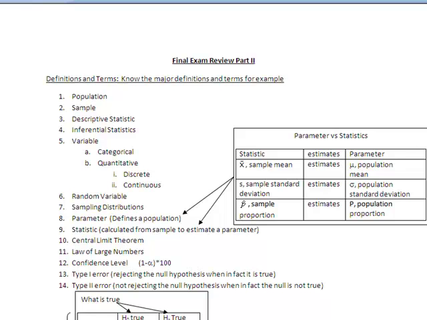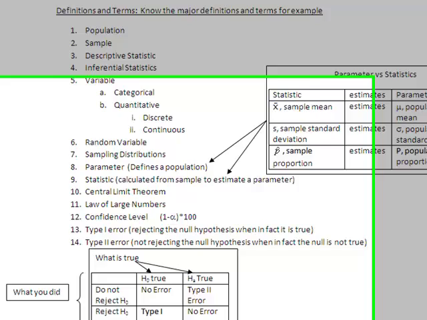Welcome back to the final exam review. This is part 2. We're going to go back to type 1 and type 2 error.